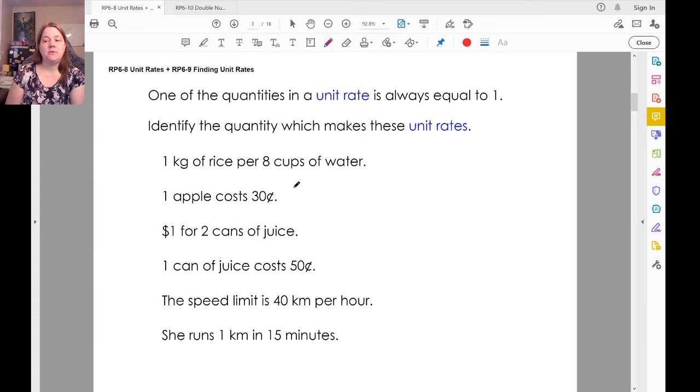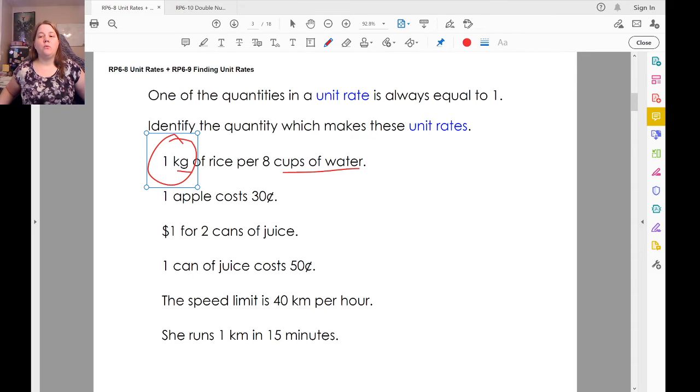1 kilogram of rice per 8 cups of water. The thing that makes this a unit rate here is there's 1 kilogram. See how that 1 makes it a unit rate? Go ahead, take 10, 20 seconds, and find what makes the rest of these a unit rate. And when you come back, we'll talk about it.